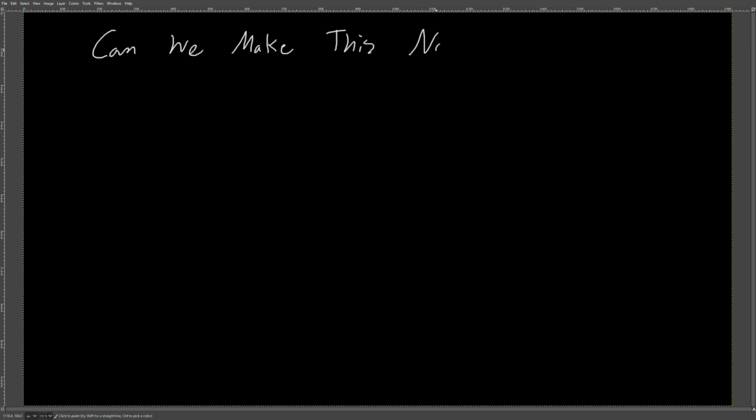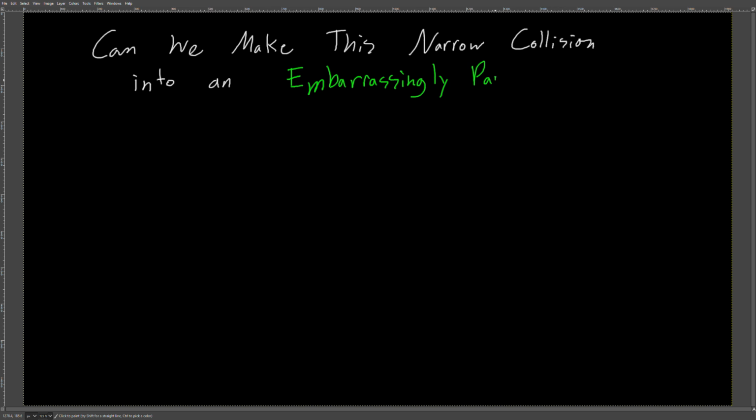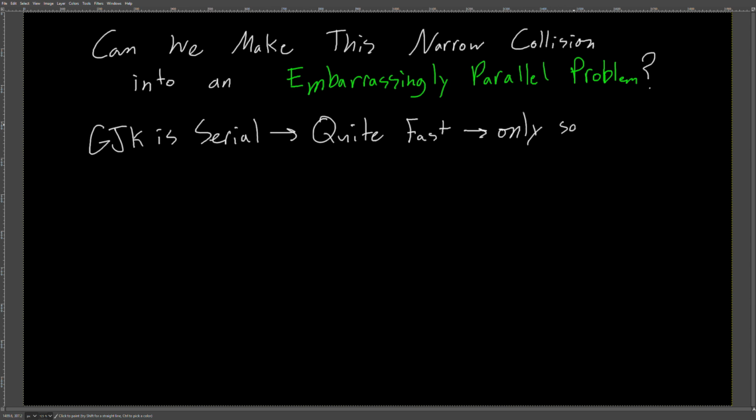Setting in stone the things we're concerned with and using GJK as a focus because we want to try to replicate a continuous collision detection system, the big question is, can we make this narrow collision phase into an embarrassingly parallel problem?